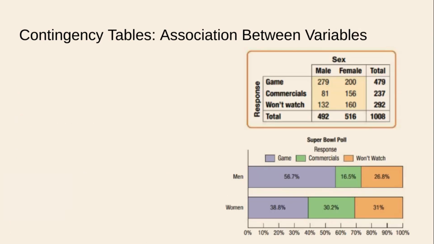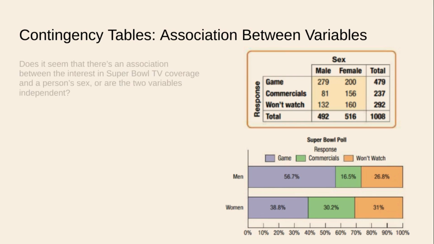Now we're going to look at a non-example of independence. This is familiar. This is talking about men versus the ladies in their response to the Super Bowl. Are they going to watch the game? Do they just want to watch the commercials, or do they not want to watch it at all? Does it seem that there is an association? By the way, what does that mean? An association is the opposite of independence.